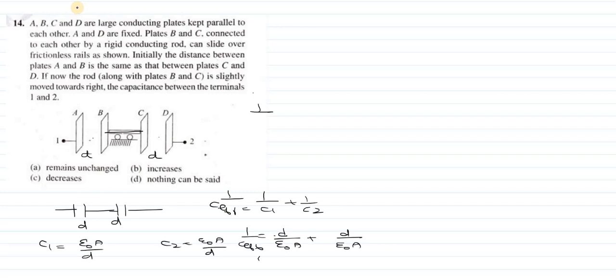So 1 by C effective will be equal to, if you take the LCM, 2D by epsilon naught A. So this leads to what? C effective is epsilon naught A by 2D. So this is the effective capacitance.